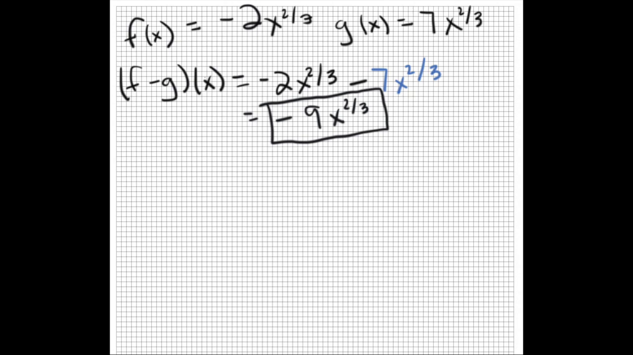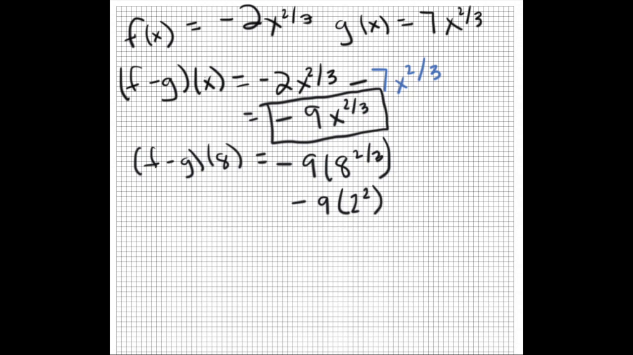Now, the second part of this wants you to take the new function and plug in 8. So I'm going to take this negative 9, and I'm going to put in 8 to the 2/3. The cube root of 8 is 2. 2 squared is 4, which makes this negative 36.